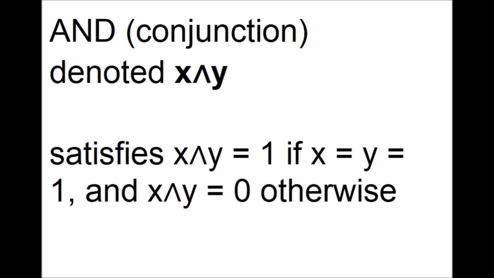If x does not love y, that means x is 0, or y does not love x, that means y equals 0, or they both do not love each other, x equals 0 and y equals 0, then x and y equals false, equals 0. That means they do not love each other. They only love each other if x loves y and y loves x. That is, x and y equals love.